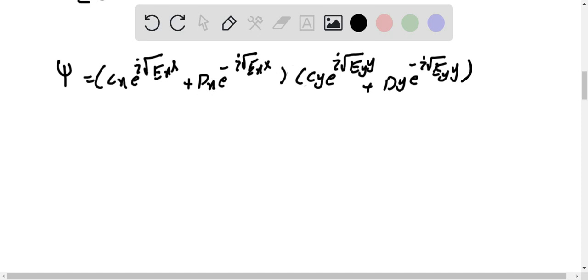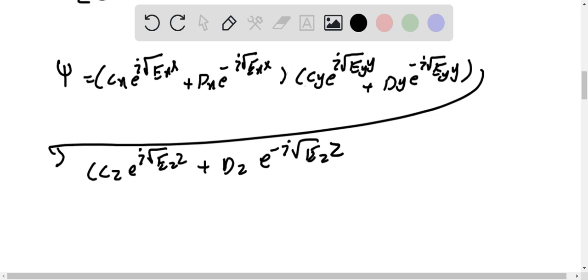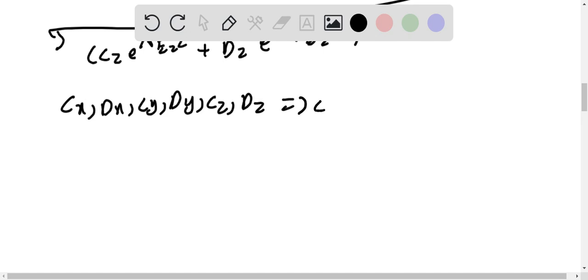And here this is times Cz e power iota square root Ez times z plus Dz e power minus iota square root Ez times z, right? And here these Cx and Dx, Cy and Dy, and Cz and Dz are constants, right? These are constants.